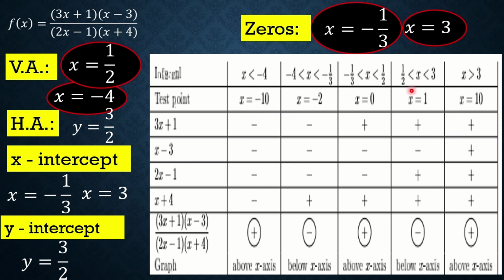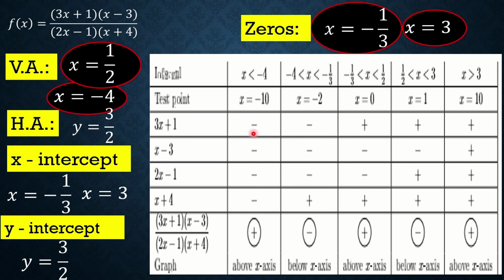So, pwede kayo mamili ng any test point. Basta dito, mas mababa kay negative 4. So, ang kinuha dito is negative 10. Pagitan ng negative 4 and negative 1/3, so ang kinuhang test point ay negative 2. Sa pagitan ng negative 1/3 at 1 half, ang kinuhang test point ay 0. And then sa pagitan ng 1 half and 3, ang kinuhang test point is positive 1. At sa greater than 3, that is 10. And then pag sinubstitute nyo yan, dito, so saan ba galing yung 3x plus 1? X minus 3. Dito yan, sa factors ng numerator and factors ng denominator. So, kapag sinubstitute nyo yan, isa-isa yan, makukuha nyo yung mga sign na to.